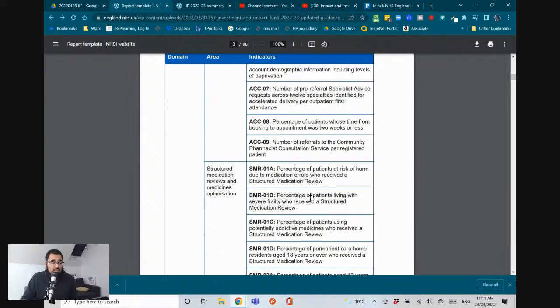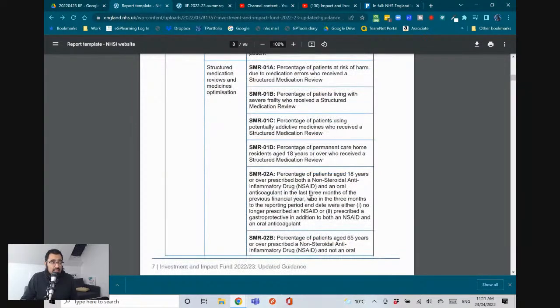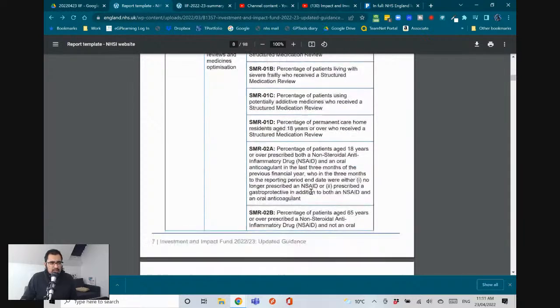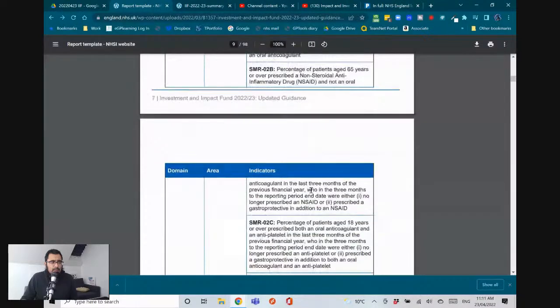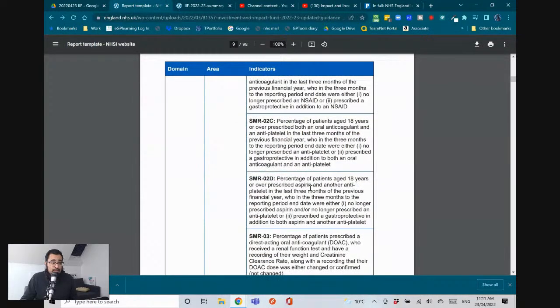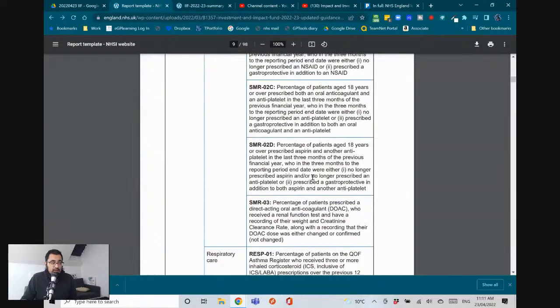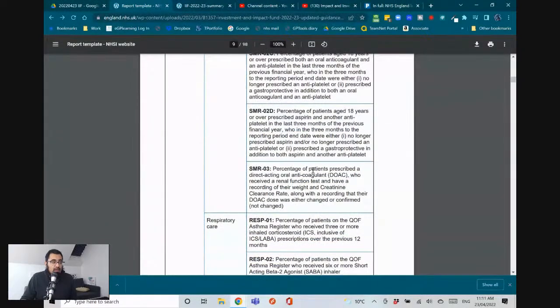Then it talks about structured medication reviews, which again has been a long-standing part of the DES and the IIF, and we covered this in detail in our previous episodes last year. The criteria doesn't seem massively different as far as I can tell, but we'll go through that in a bit more detail shortly. And it has a huge focus on NSAID prescribing and GI protection, particularly use of PPIs and that kind of stuff, and we'll come to those shortly.